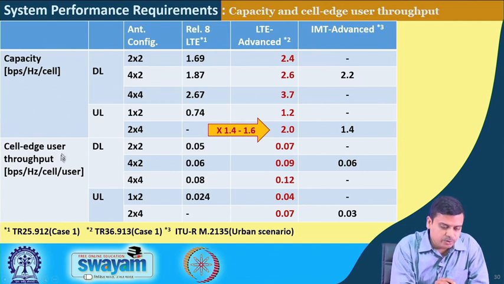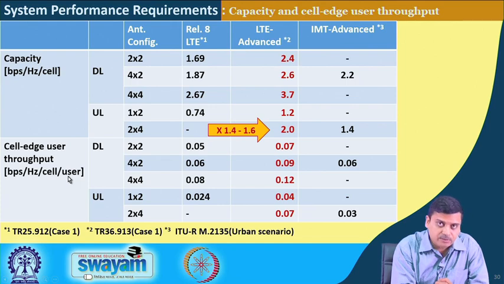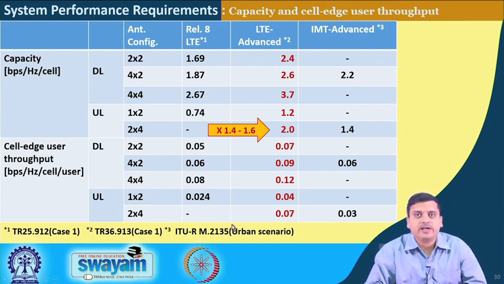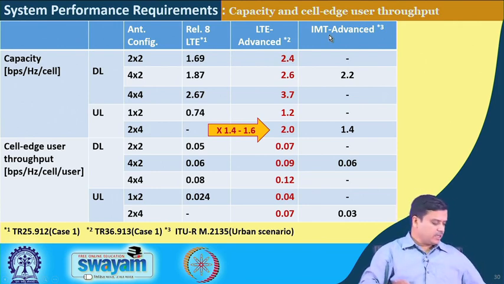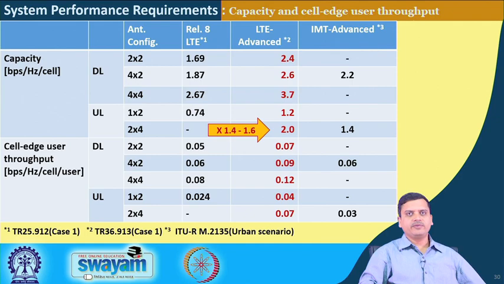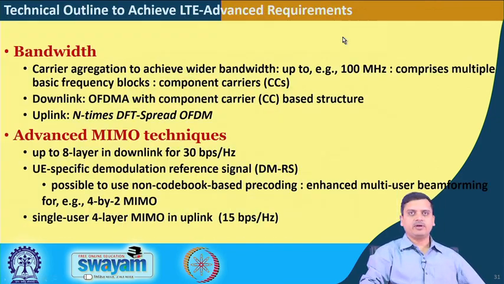The cell edge throughput, which again we have described in the previous lecture, describes the bits per second per hertz per cell per user, or which could also be taken as the 5 percentile point of the area spectral efficiency. There we see again the numbers which are exceeding the requirement, hence this technology is an IMT-Advanced compliant technology. There are many such results which are available, through which it can be seen that LTE-Advanced meets the IMT-Advanced requirements.